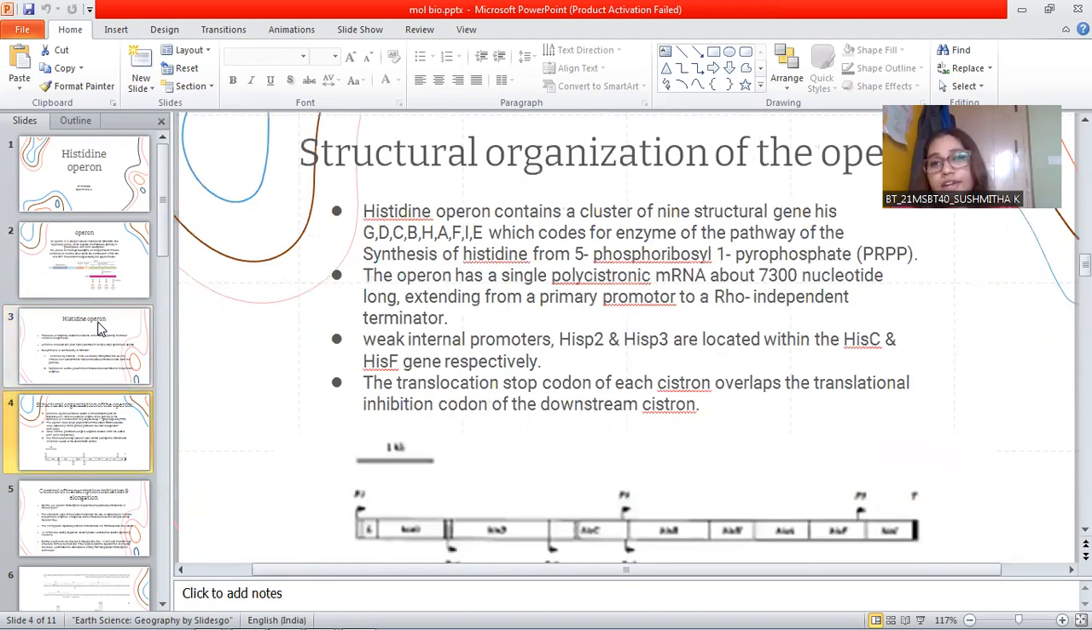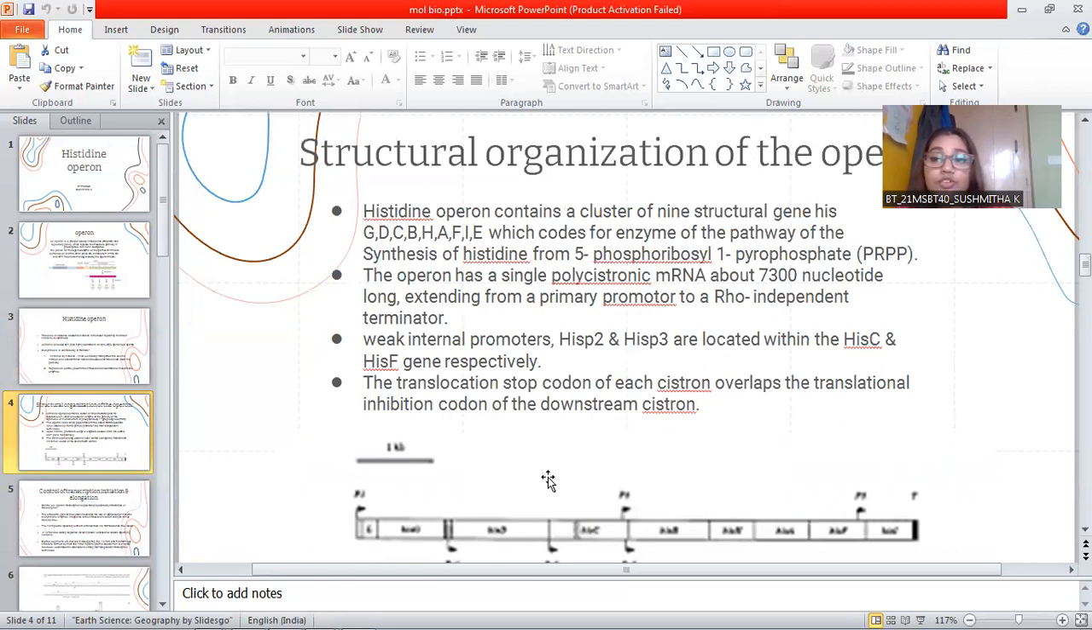Let's get into the structure of the operon. The histidine operon has 9 genes, as I told earlier. Those are G, D, C, V, H, A, F, I, E. The picture over here is not that clear, I don't really know why, but these are the genes. Each of these boxes is a gene, that is G, D, H, and so on.